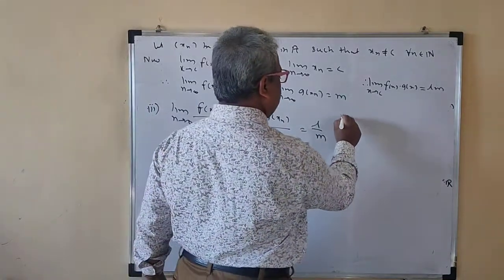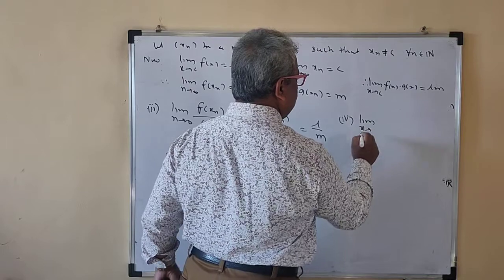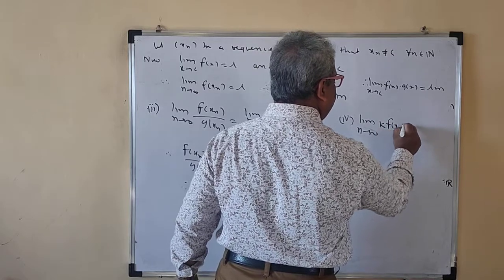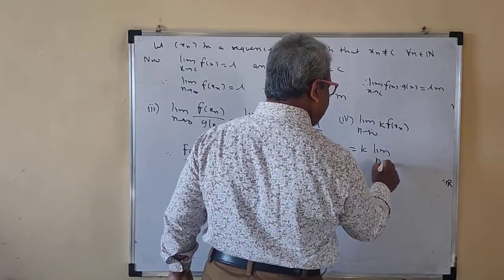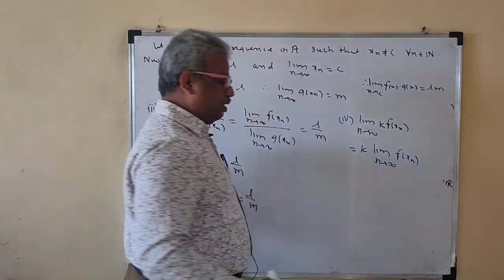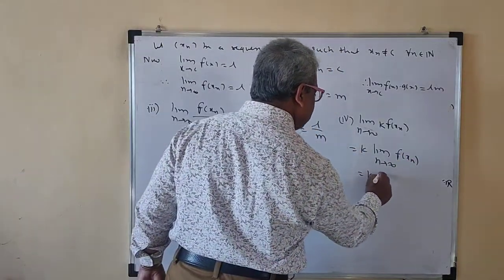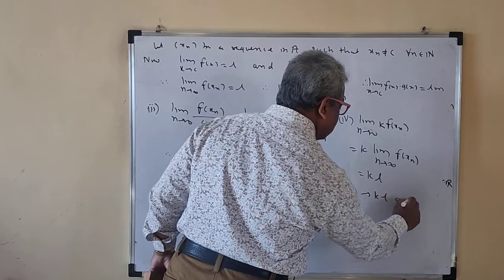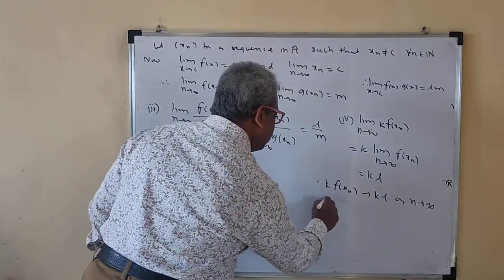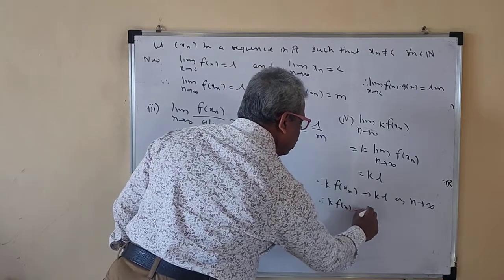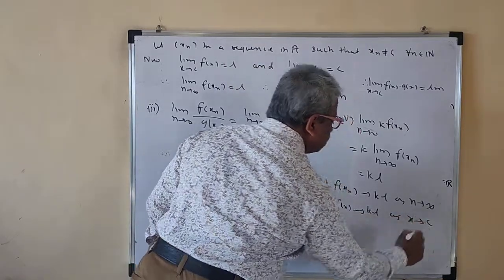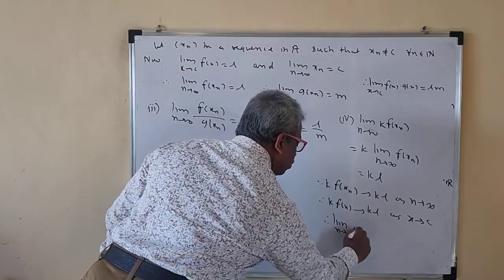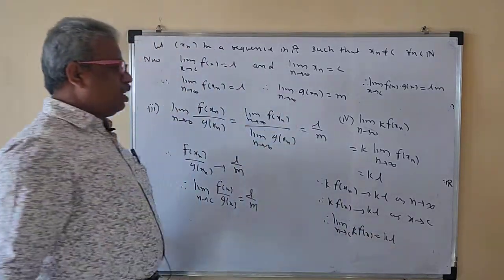And the fourth one: limit n tends to infinity, k into f of xn. This is k into limit n tends to infinity f of xn, and this is equal to kL. So therefore k into f of xn tends to kL as n tends to infinity. So therefore k f of x tends to kL as x tends to c. So therefore limit x tends to c, k into f of x is equal to kL. So this is the algebra of the limit.